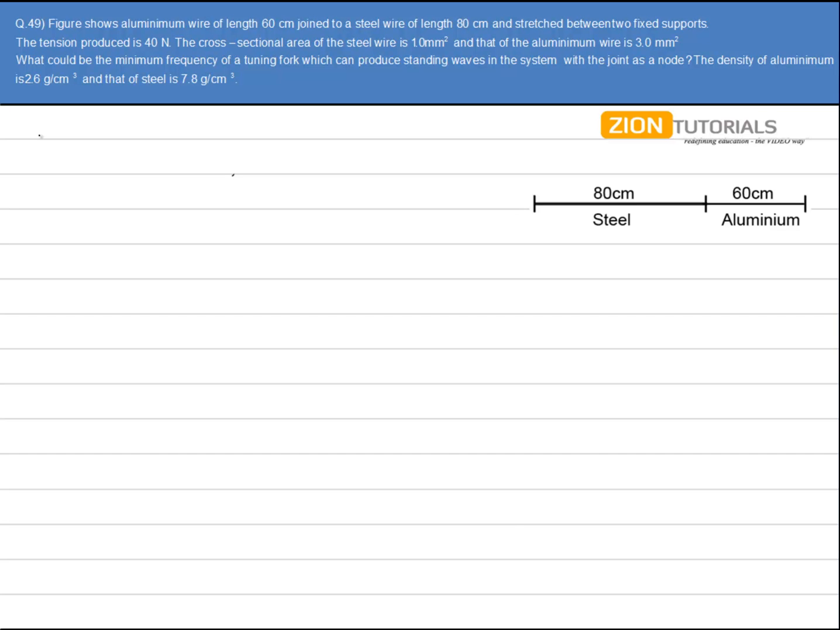Now first of all, I'll calculate the mass per unit length for steel as well as aluminum. Mass per unit length can be written as density of steel into cross-sectional area of steel. So density of steel is given as 7.8 gram per centimeter cube. Area of cross section is given as 1 mm square, that can be written as 10 to the power minus 2 centimeter square. So it comes out to be 7.8 into 10 to the power minus 2 gram per centimeter.